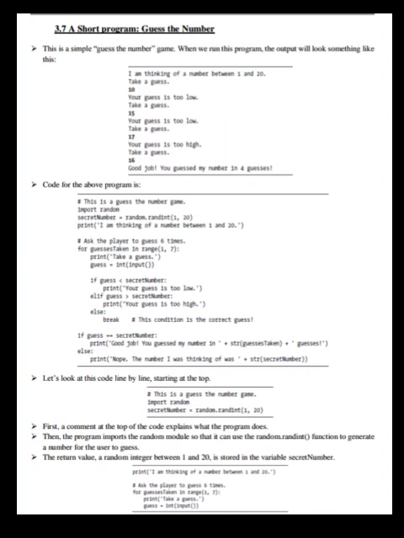First, a comment at the top of the code explains what the program does. Then the program imports the random module so that it can use the random.randint function to generate a number for the user to guess. The return value, a random integer between 1 and 20, is stored in the variable secret number. The program tells the player that it has come up with a secret number and will give the player 6 chances to guess it.